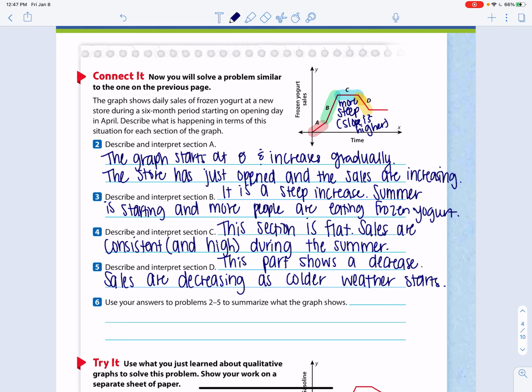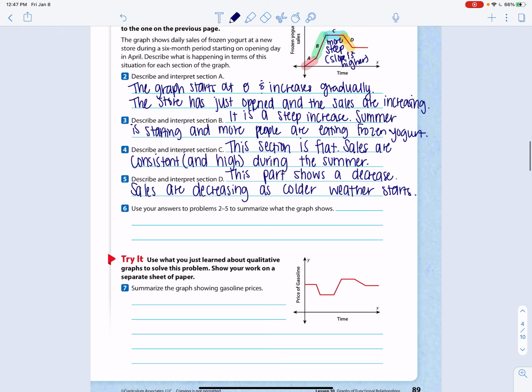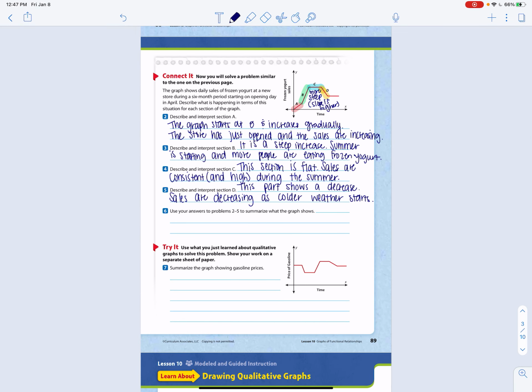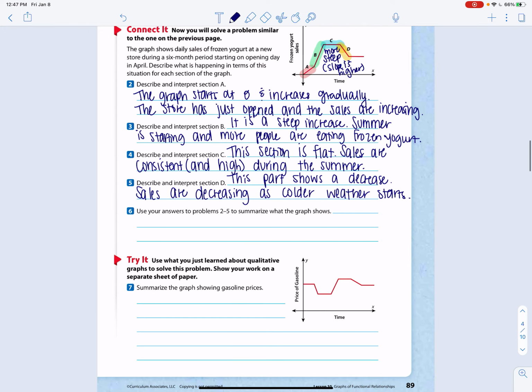All right. And then 6 says, use your answers to problems 2 through 5 to summarize what the graph shows. Since we've already answered 2 through 5 in this video, I'm going to go ahead and let you do this one on your own as well as the try it. You should be able to use what we've learned today and apply it to problem 6 and 7. Thank you.